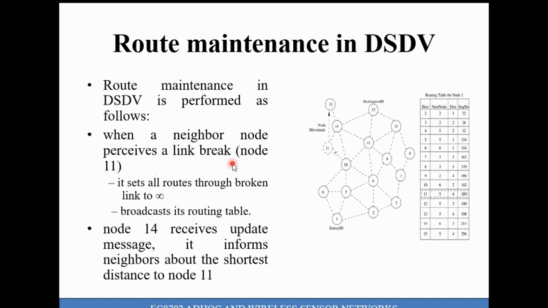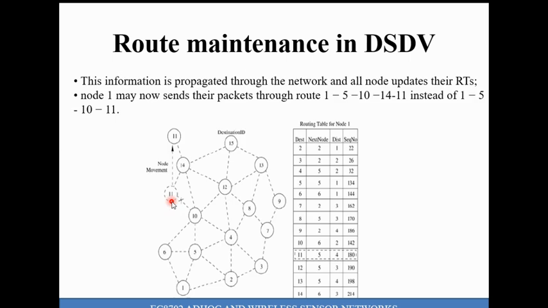As I said, if the node has moved, the node link is set to infinity and flooded throughout the network. So all the nodes present inside the network become aware that the path is broken and that the node has newly joined somewhere else.